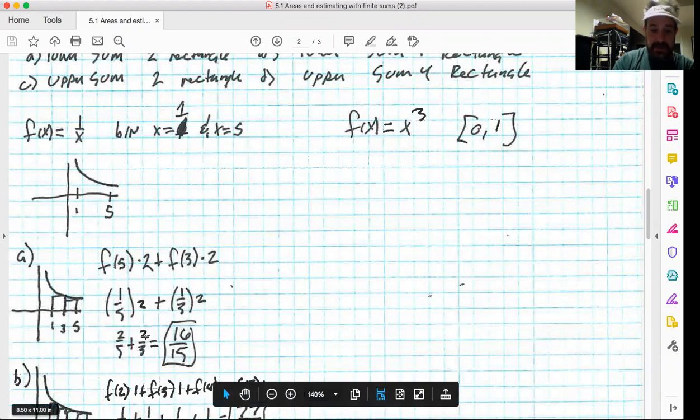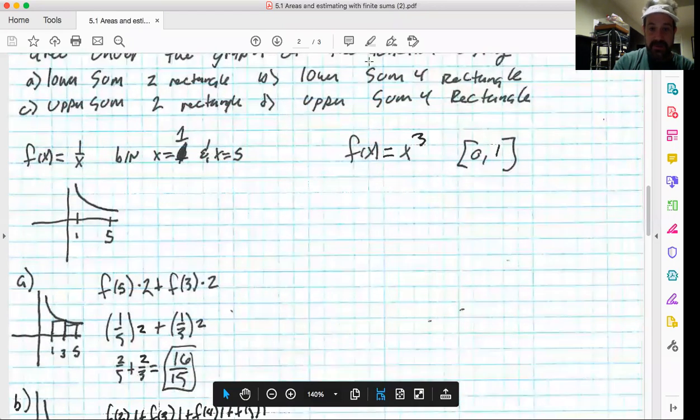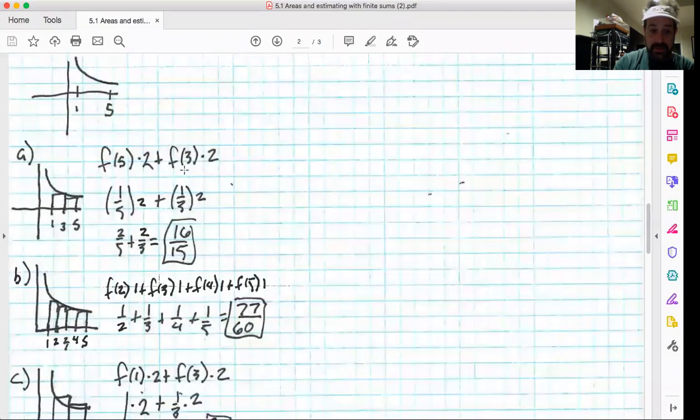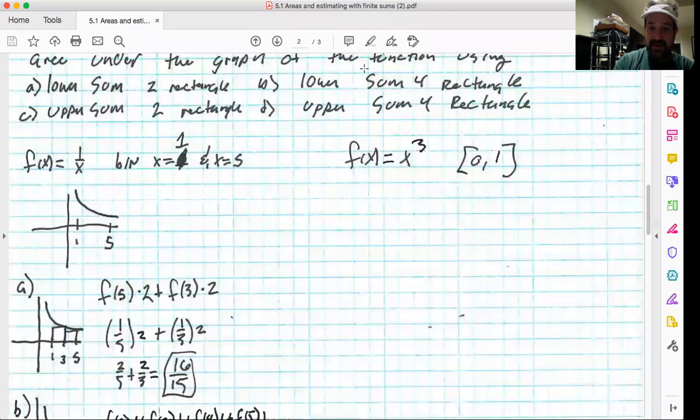2/5 plus 2/3 is 16/5. So that's going to be this. Now B, we're going to use 4 rectangles. So rather than having this delta x be 2, the total distance traveled between 5 and 1 is 4. So if we take that and divide it by our 4 rectangles, well, 4 divided by 4 is 1.